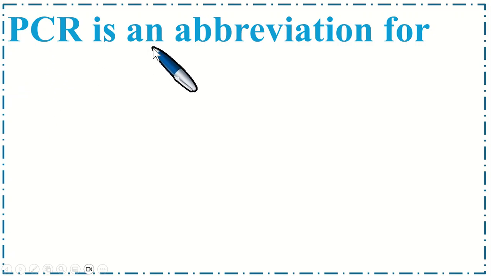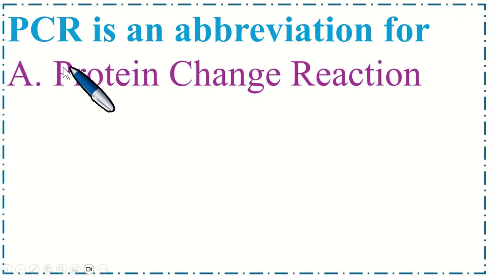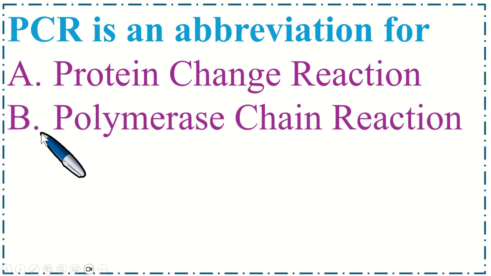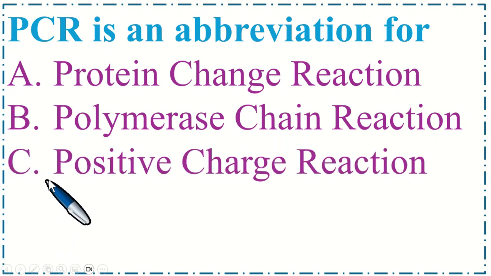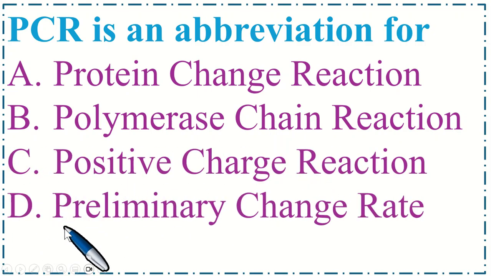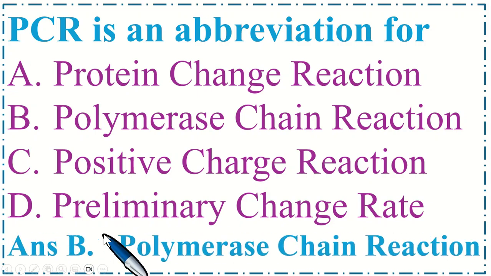PCR is an abbreviation for option A, protein change reaction; B, polymerase chain reaction; C, positive charge reaction; and option D, preliminary change rate. So the correct option is B. Polymerase chain reaction.